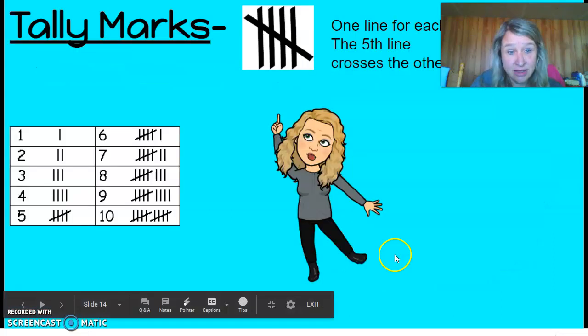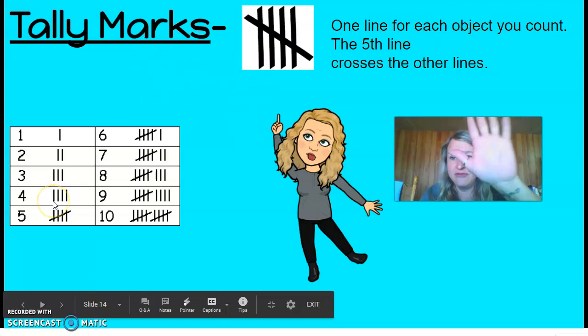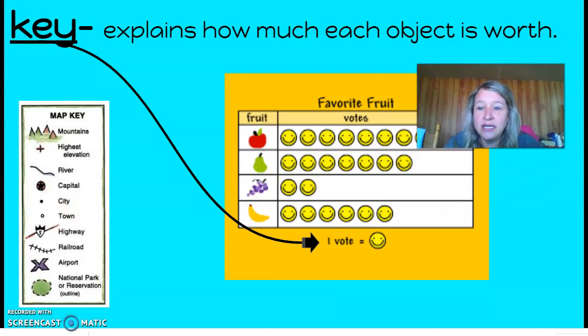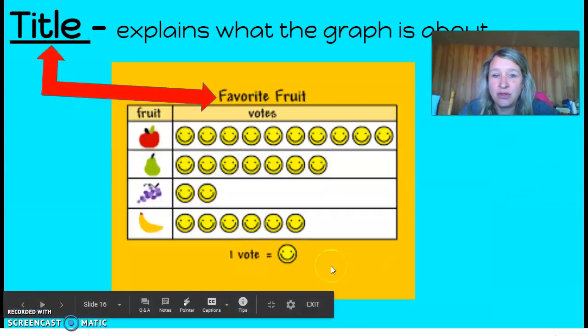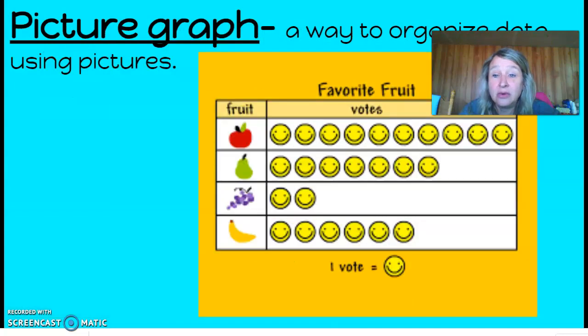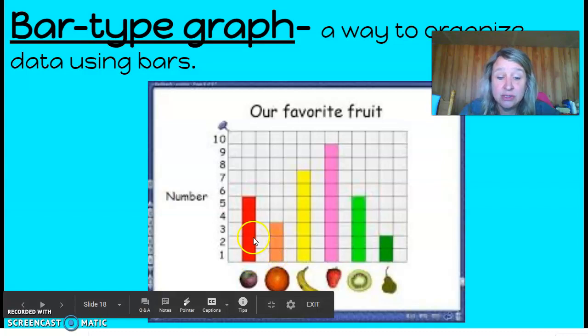You learned that tally marks are 1 line for each object that you count and that you count a group of 5 by 5s. The key tells you what each object is worth. The title tells you what the graph is about. A picture graph uses pictures to organize the data. And a bar type graph is a way to organize data using bars.